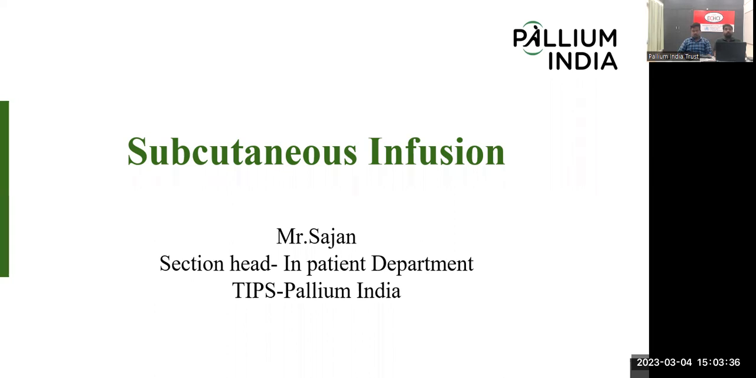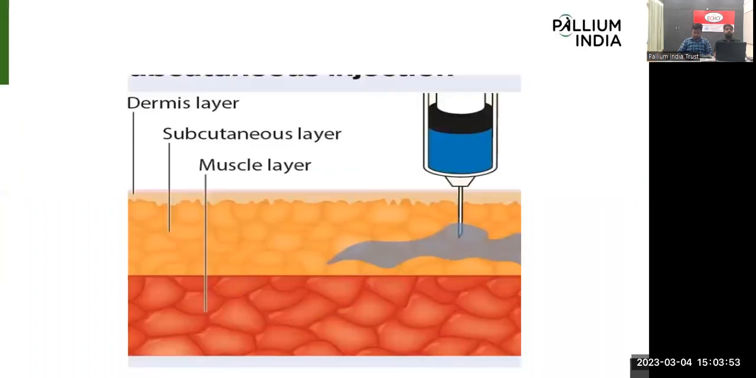But in palliative care, if a patient needs an injection, if it is possible, first of all we will choose the subcutaneous route. So the subcutaneous route has an important role in palliative care, mainly in palliative care.